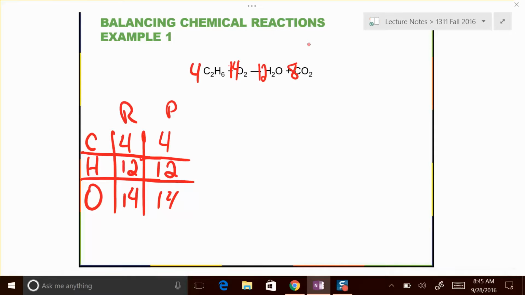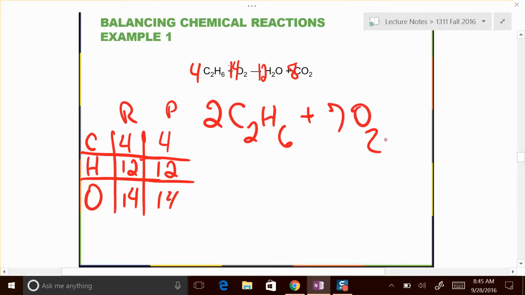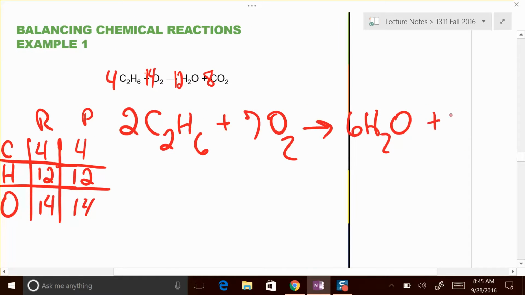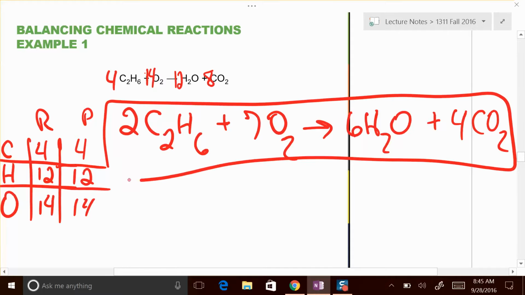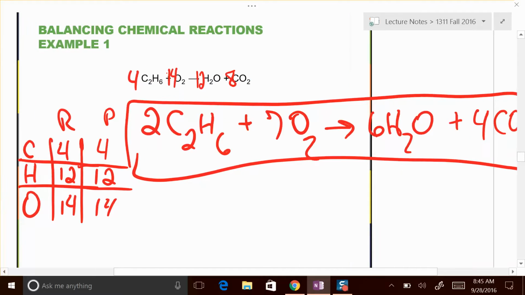Okay? So 2C2H6 plus 7O2 produces 6H2O plus 4 carbon dioxides. Okay? This is the lowest ratio. I can't reduce that anymore. That's the lowest it can go. So this is the correct balanced chemical equation that I would use.